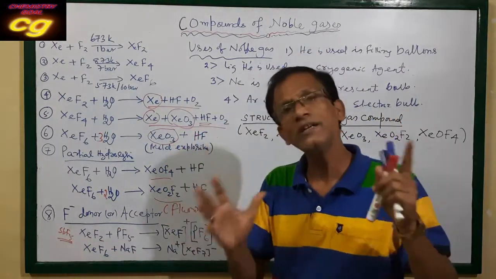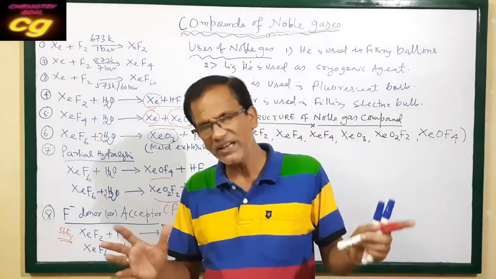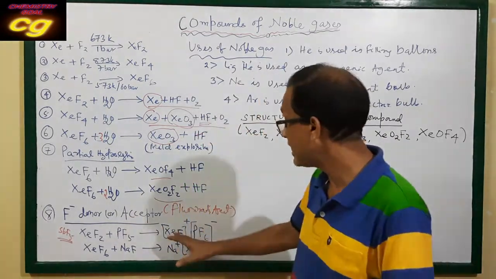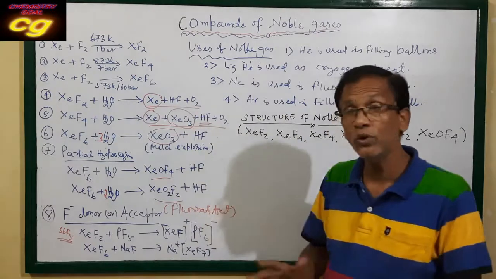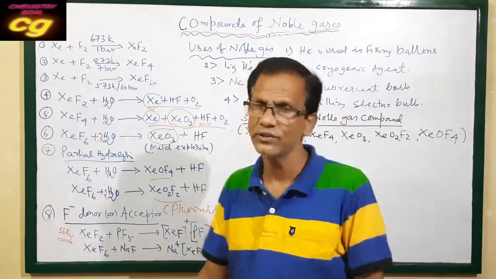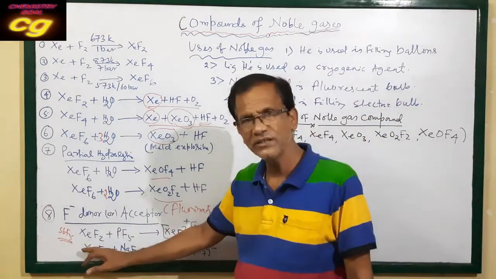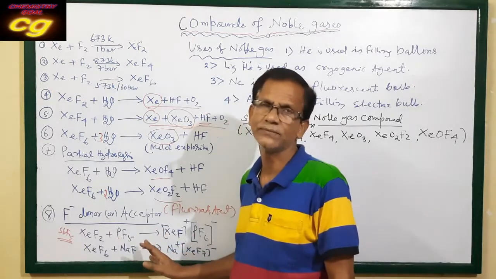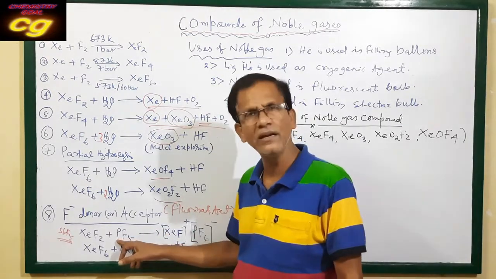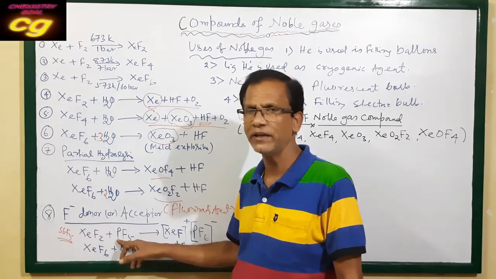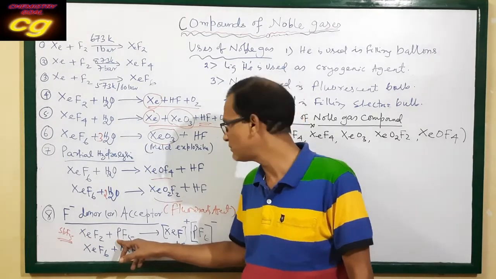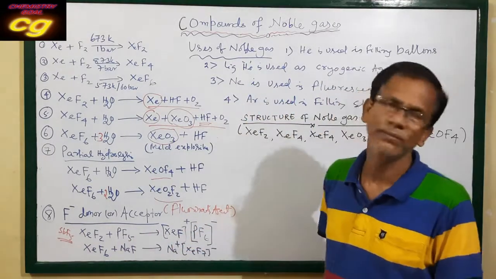This fluoride of xenon, when combined with PF5, produces an ionic compound due to transfer of F minus from one fluoride to the other fluoride. Because phosphorus has a vacant d orbital, it can accept F minus, that's why the product is PF6 minus.